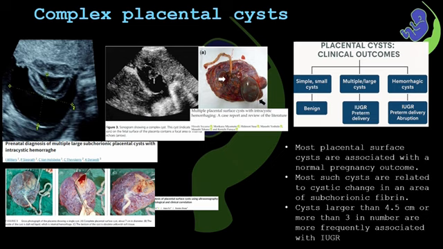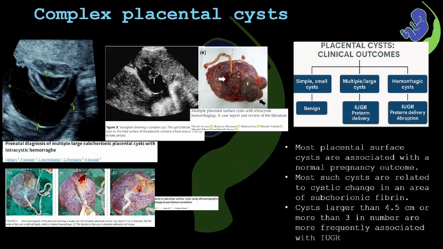However, if the cysts are large, that is more than 4.5 cm, or multiple, that is more than 3, or those near placental cord insertion, may be associated with the complications. When the cysts are associated with intracystic hemorrhage, the prognosis may not be favorable. Complications include IUGR, preterm birth, and fetal distress, and rarely can be associated with placental abruption too.